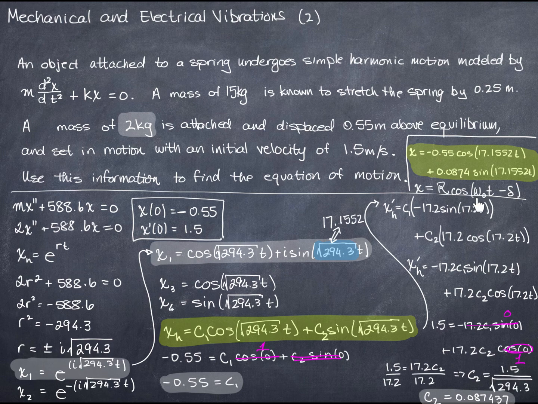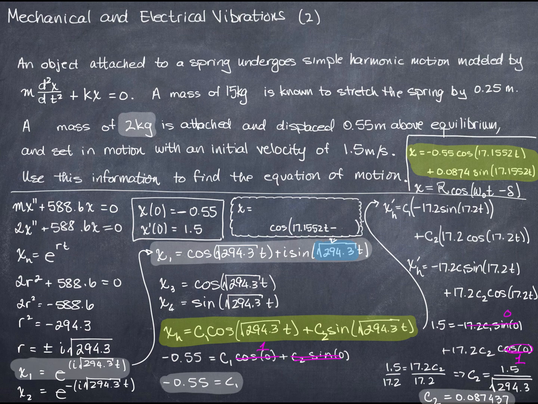Well, omega is pretty easy, because remember that in this form, this number right here is the same as this number right here. So if I were to rewrite this as the cosine of the difference of two angles, the number that I get here would be the same as the number that I have here. So omega is 17.1552. And there's our t minus delta, and we still need to figure out what delta is, and what r is.